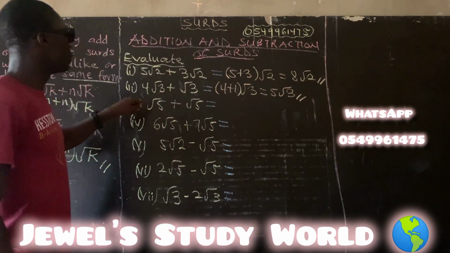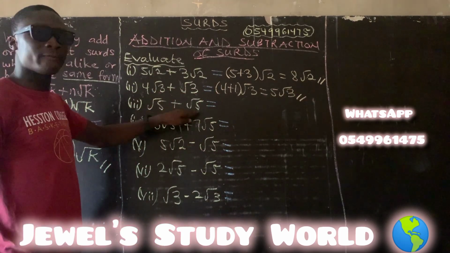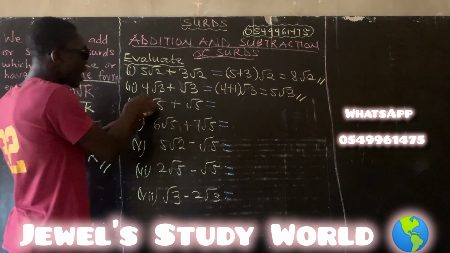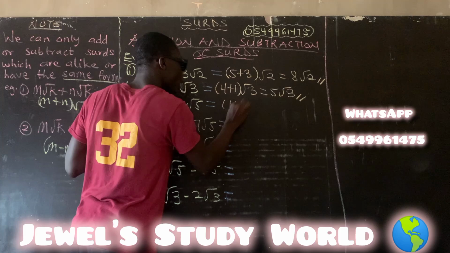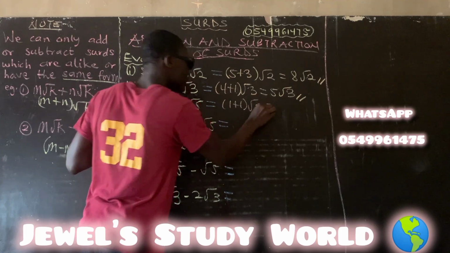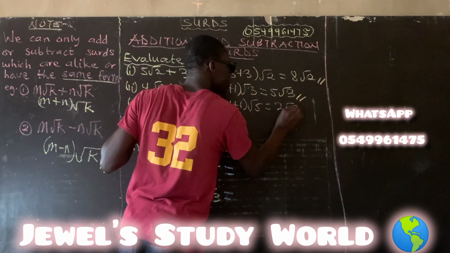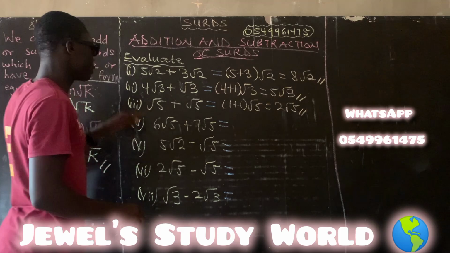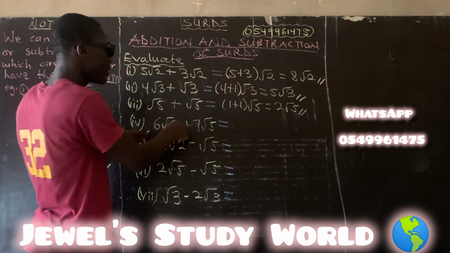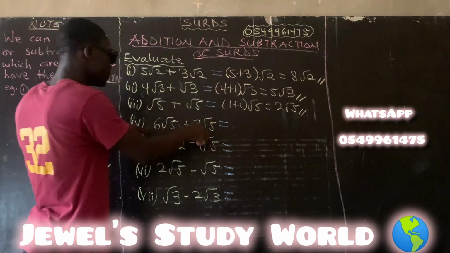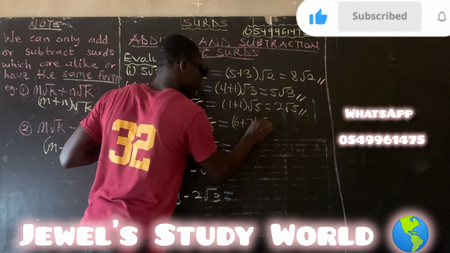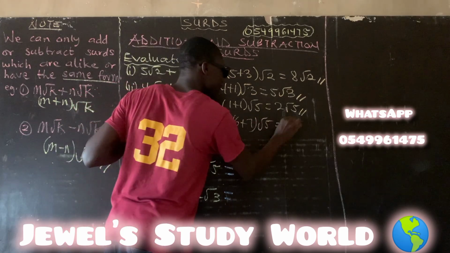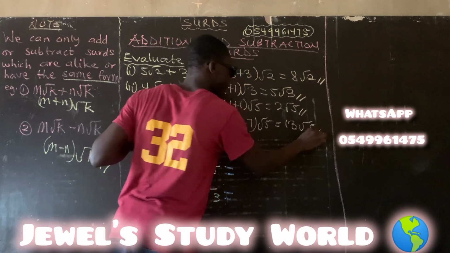Now here you have root 5 plus root 5. So here we have 1 and 1. So 1 plus 1 root 5 gives us 2 root 5. Here you have 6 root 5 plus 7 root 5. So you have 6 plus 7 root 5, which gives us 13 root 5.